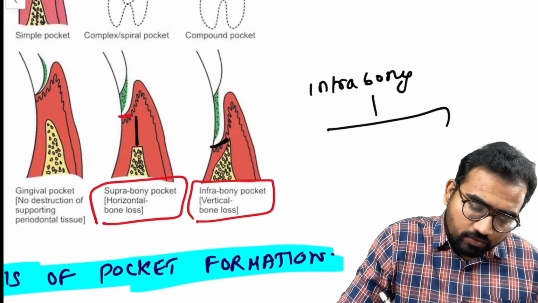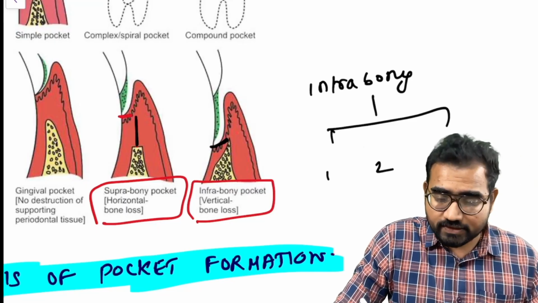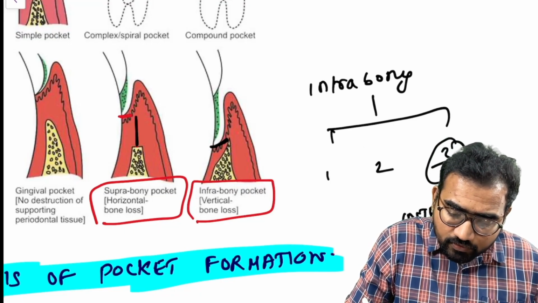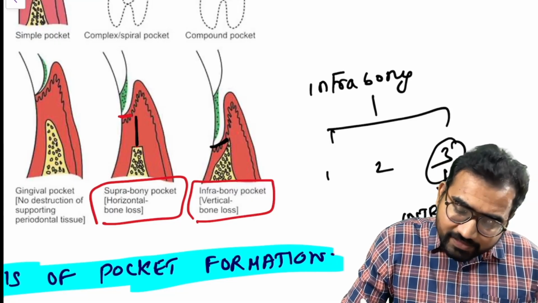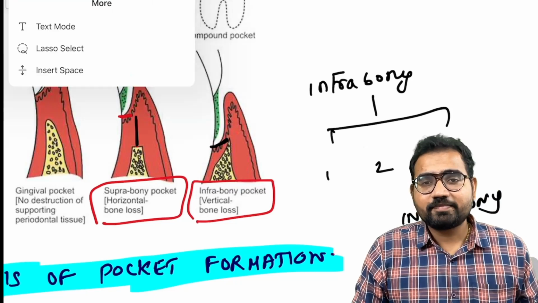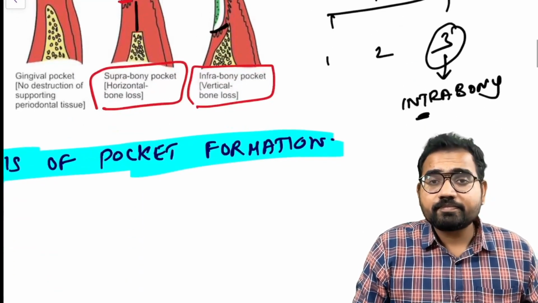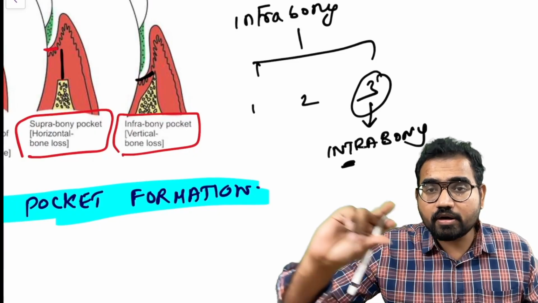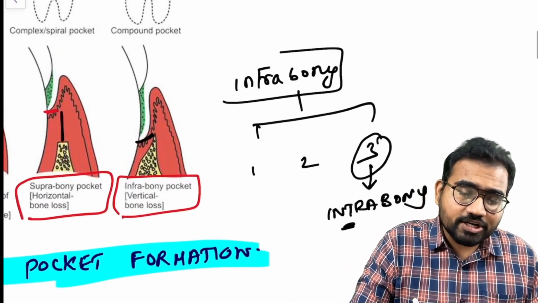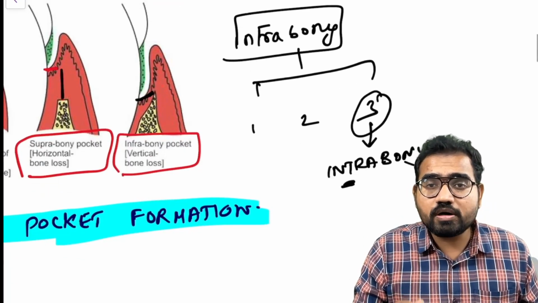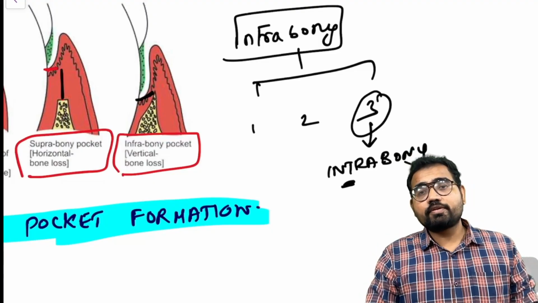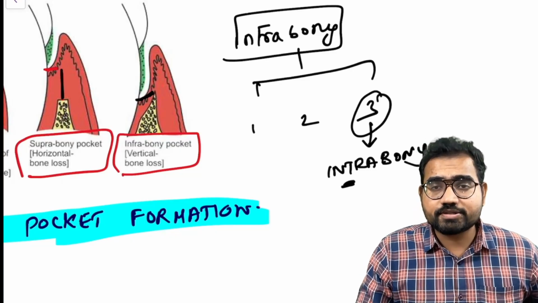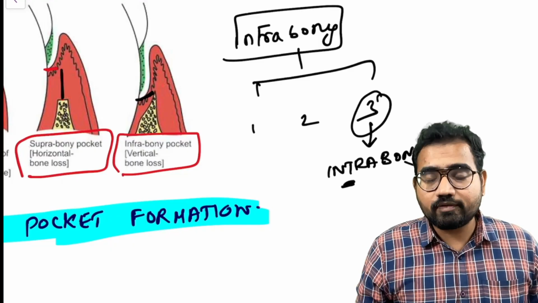Infrabony defects can be one wall, two wall, or three wall defects. A three wall defect is otherwise called an intrabony defect. How to remember? T, three wall defect. Just remember that a three wall defect is an intrabony defect. Infrabony defect is a general term used to describe one wall, two wall, and three wall defects. In an infrabony defect, the pocket will be below the level of the alveolar crest. In suprabony, it will be above the level of the crest.